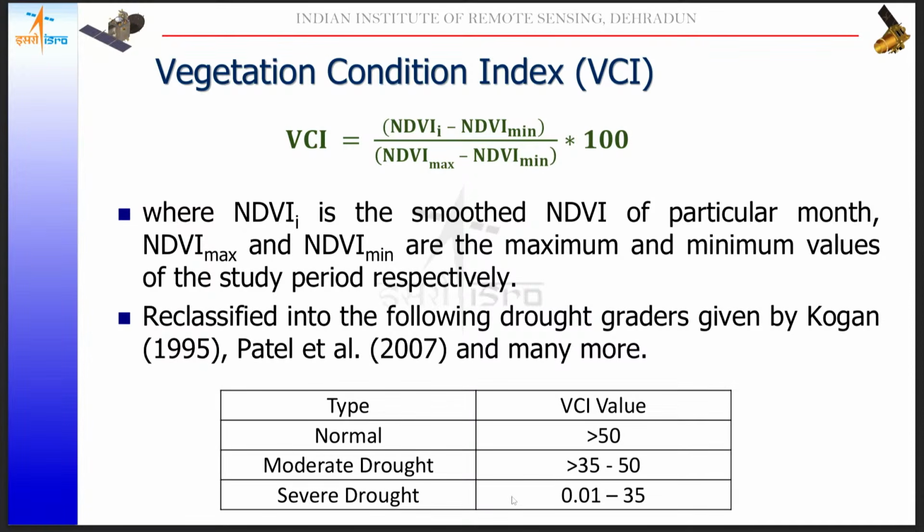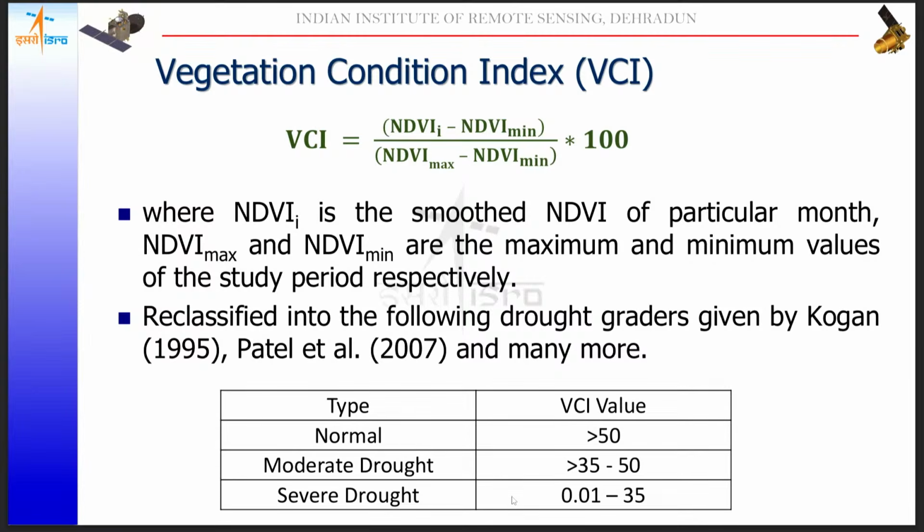Coming to the number of indices, the very first, as I show here, is the vegetation condition index, which is based on the NDVI dataset. Basically, it is a normalization of NDVI datasets where we use long-term or historical NDVI data of the particular area, and using this formula we can calculate the vegetation condition index. As the formula is given, it is NDVI i minus NDVI minimum, divided by NDVI max minus NDVI minimum, multiplied by 100, where it defines the situation over the last 10 years, 20 years, 30 years, 40 years, what the NDVI maximum and NDVI minimum conditions were.